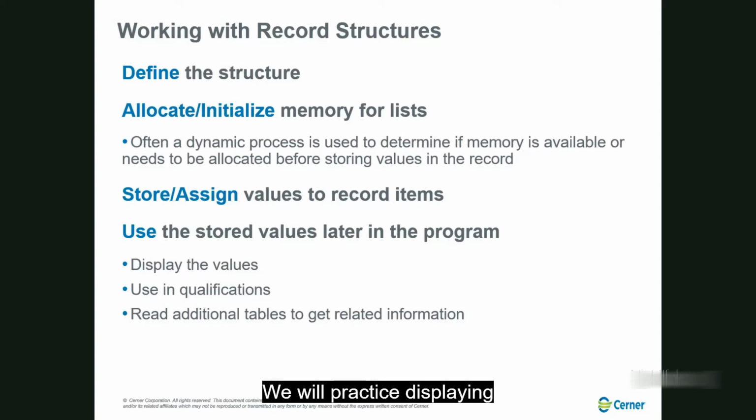We will practice displaying values from the record structure, show how we can use the values in the record structure as qualifications. We will read additional tables to get related information. We will practice how to get information from other Millennium tables that are related to items stored in the record structure. Conceptually, a way of linking record structures to tables. Let's work our way through the process of working with record structures by first looking at the record command to define the record structure.